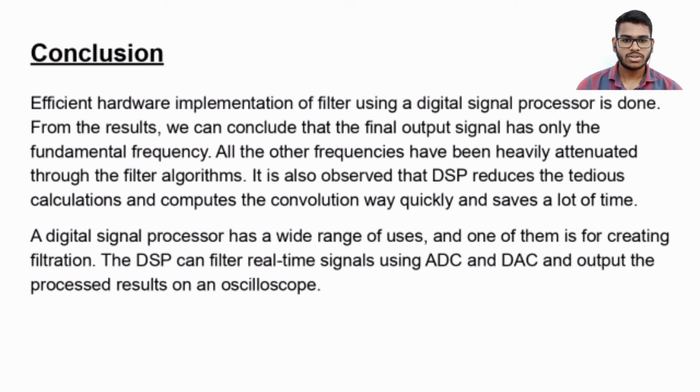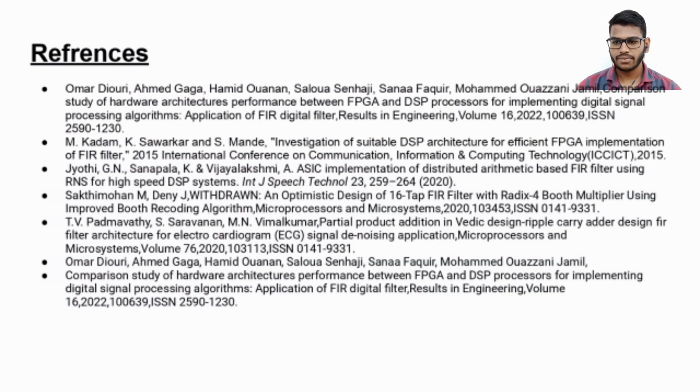It is also observed that DSP reduces the tedious calculation and computes the convolution very quickly and saves a lot of time. A digital signal processor has a wide range of uses, and one of them is for creating filtrations. The DSP can filter real-time signals using ADC and DAC and output the processed result on the oscilloscope. These are the references.